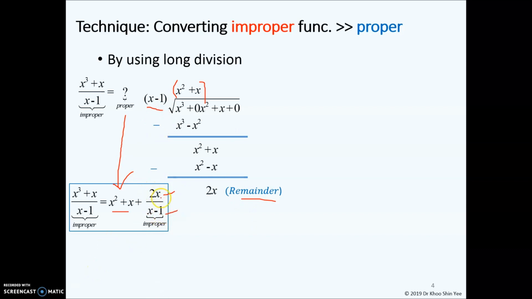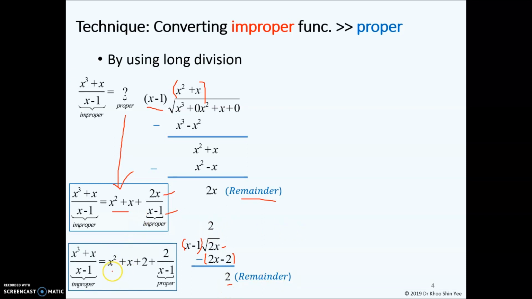So you can see that 2x over x minus 1 here is also improper, because the degree is x to the power of 1, x to the power of 1 at the bottom also. So we can further reduce this by using long division. By using a similar approach, 2x we put inside, divided by x minus 1 at the outside here. So 2 multiply x, we get 2x, so we can cancel this term. 2 multiplied negative 1, we get negative 2 here. So you have to take the 2x minus this whole thing, and then what we have is 2. So 2 is our remainder.